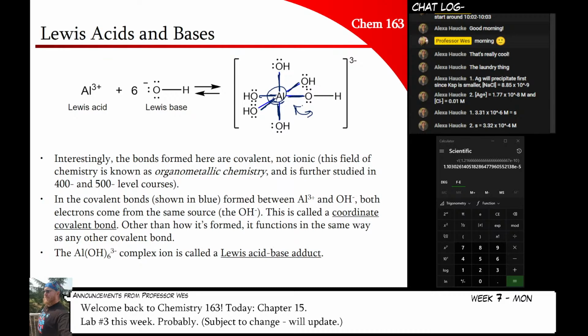You've seen water as a ligand already in, say, Chem 161 when we did the molar formula of a hydrate, where you had the copper sulfate and you dump it in the water and it turns blue. And then when you heat it, it turns brown or tan or whatever.